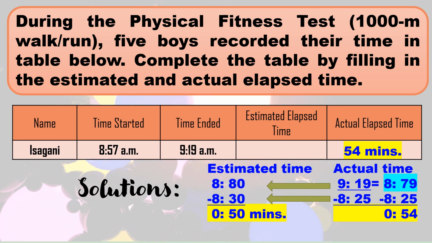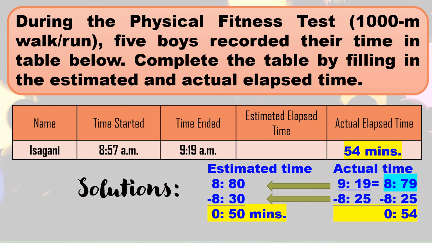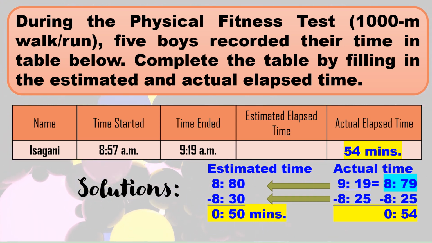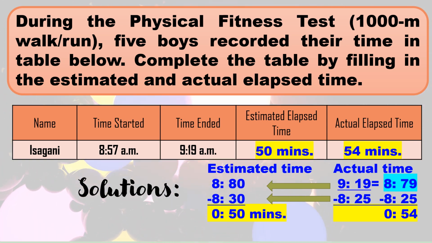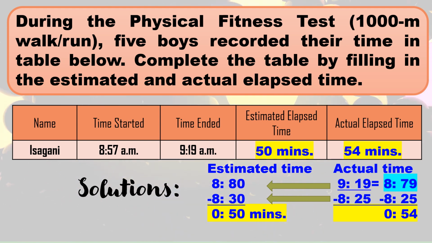And subtracted by 8:25, the actual time here is 54 minutes. By estimating the time, 9:19 becomes 9:20, subtracted by 8:30. But 20 cannot be subtracted by 30 minutes, so we will borrow again 60 minutes. So 8:80 subtracted by 8:30, the estimated time is 50 minutes. From the actual time of 54 minutes, it will be rounded down to 50 minutes. Estimated time.